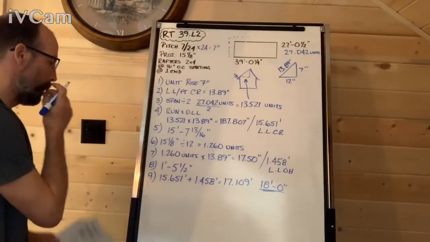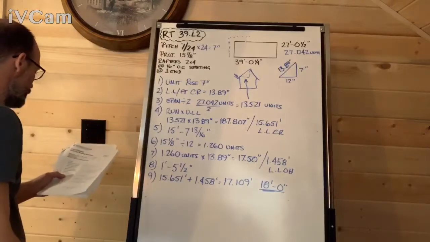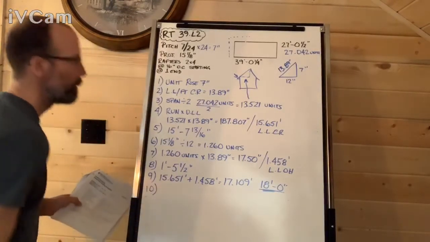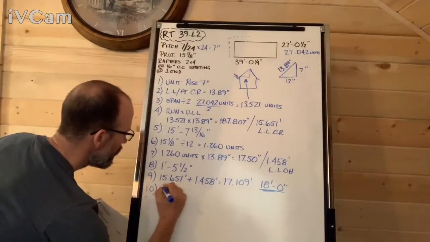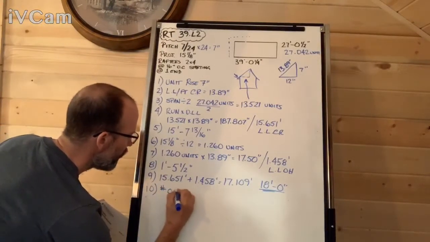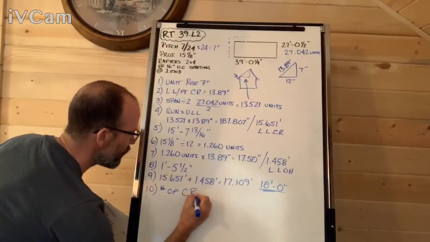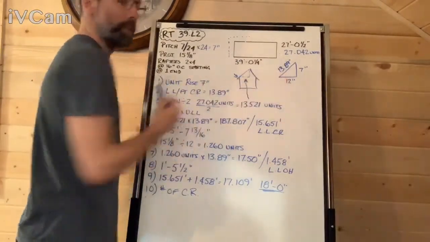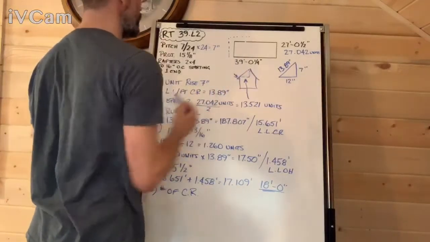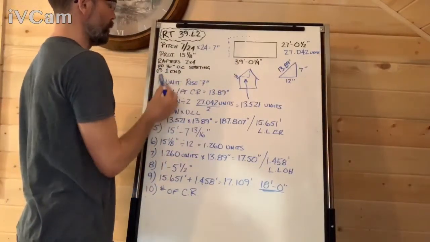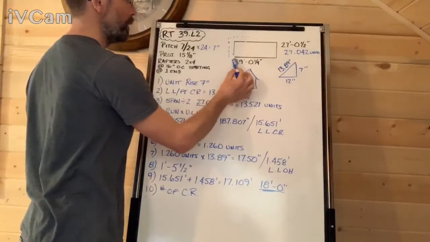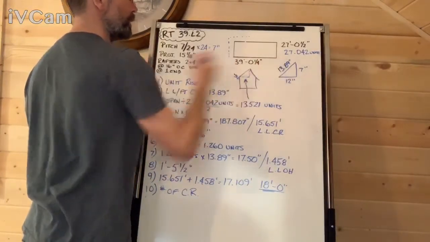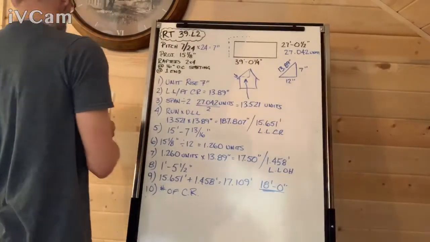You want to see that? Number 10 goes into the number of common rafters. I know that the length of my building is 39 foot 0 1/4 inches. I know that my rafters are 2x4s, 16 inch on center, starting at one end. 39 foot 0 1/4 inches.